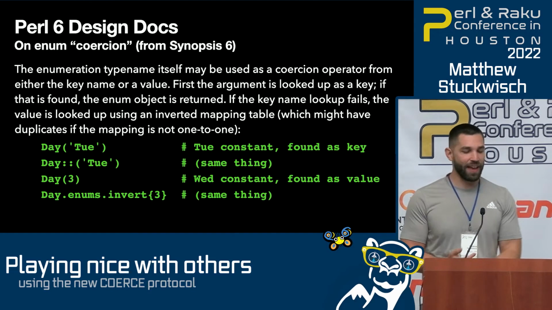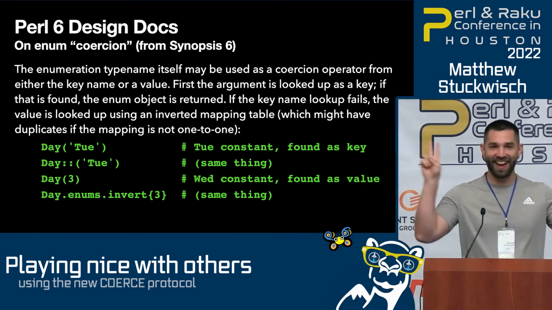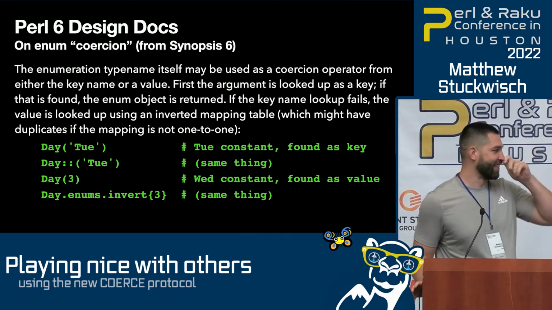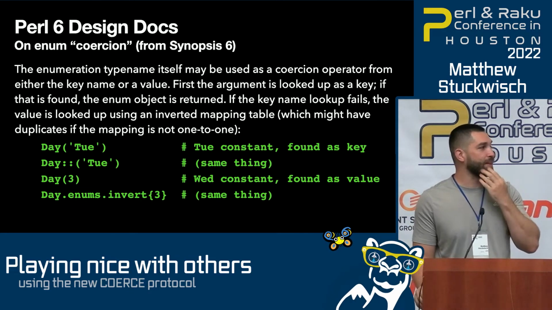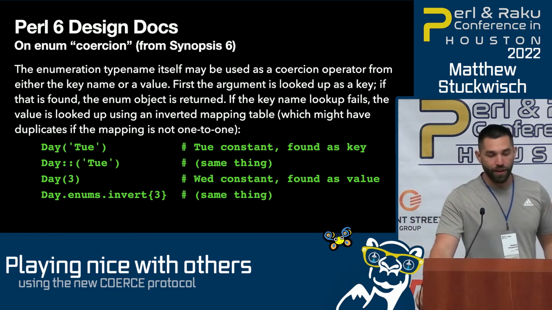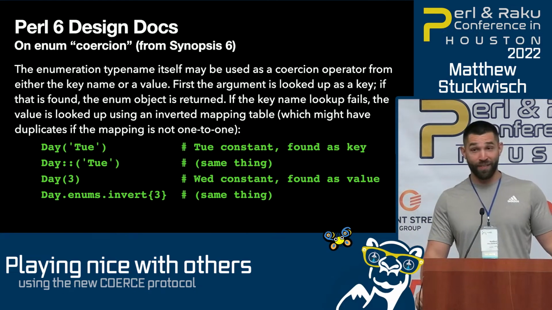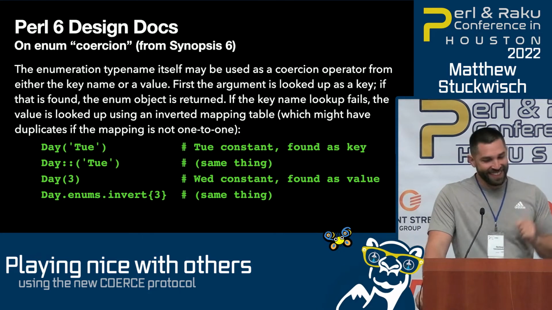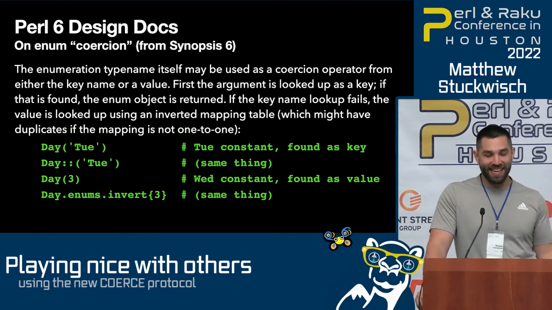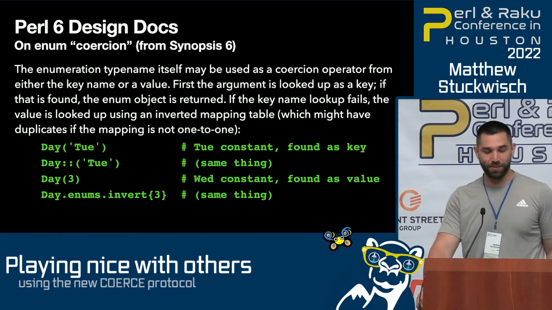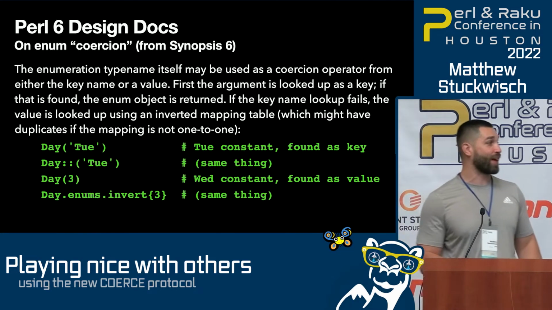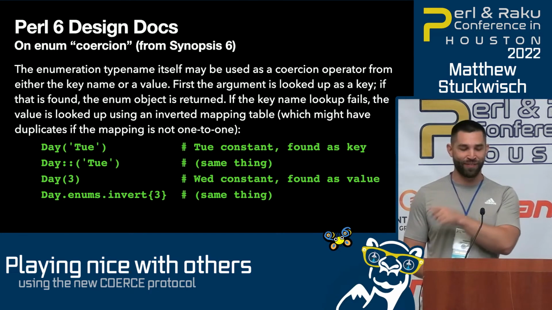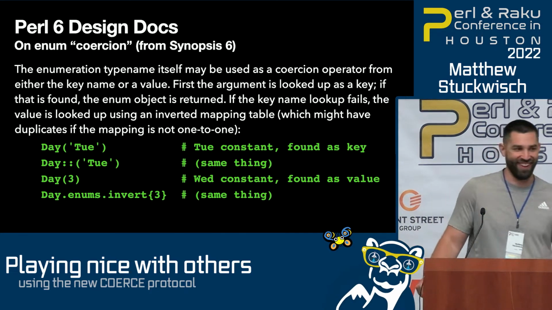Yeah. Then we have enum coercion. And again, I use scare quotes because I'm not really sure if I like all of this here. It says the enumeration type name itself may be used as a coercion operator from either the key name or a value. Now, first, the argument is looked up as a key. If that is found, the enum object is returned. If the key name lookup fails, the value is looked up using an inverted mapping table, which might have duplicates if the mapping is not one-to-one.